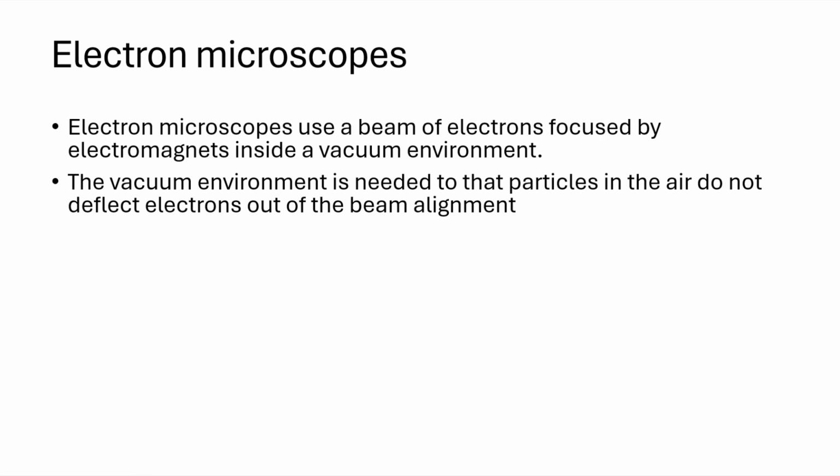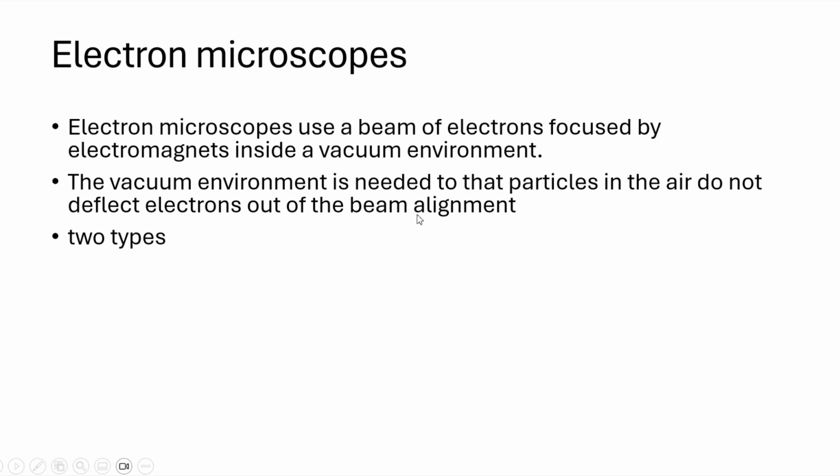I swear that's not how vacuum is spelled, but whatever. The vacuum environment is needed so that particles in the air do not deflect electrons out of the beam alignment. The reason you need a vacuum is because if there's other stuff inside the environment, it's going to deflect the electrons. The electrons are going to collide with them. It's going to ruin the whole situation. So that's why you need a vacuum environment, so that it's just pure electrons moving. You get what I'm saying?